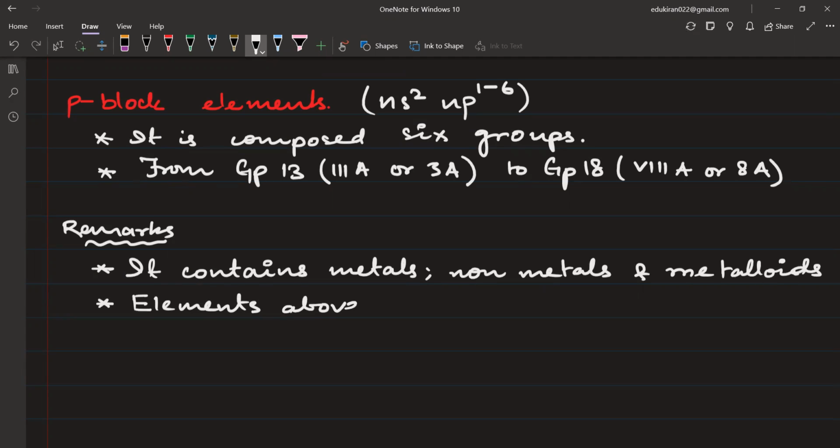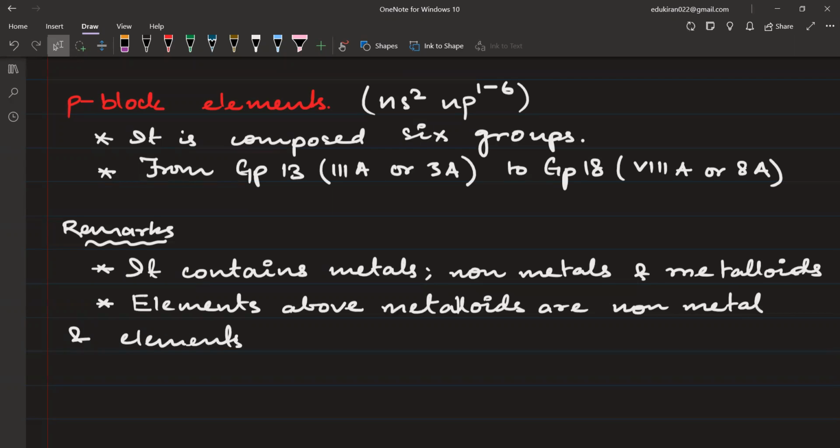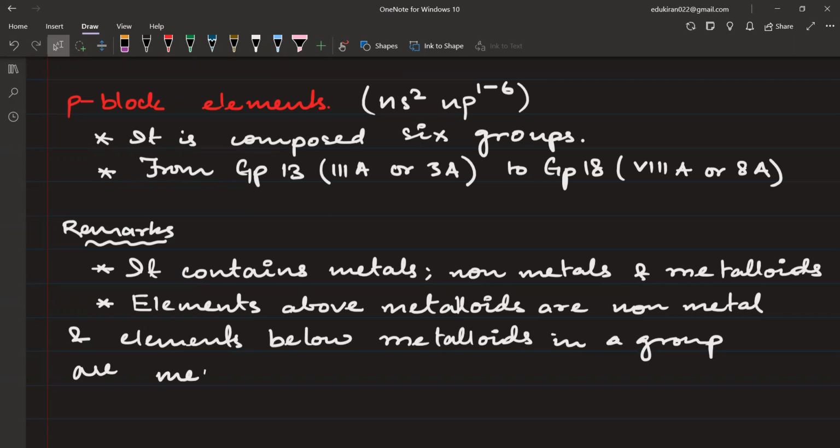Elements above metalloids are non-metals, and elements below metalloids in a group are metals.